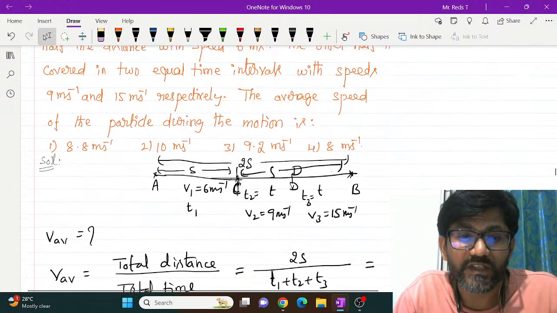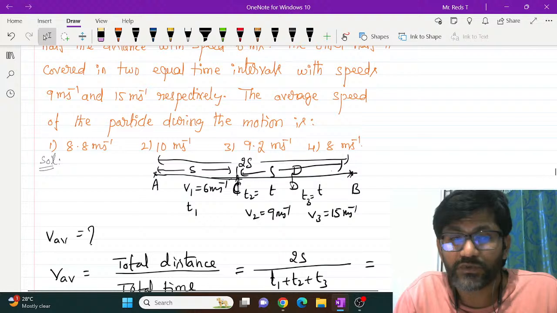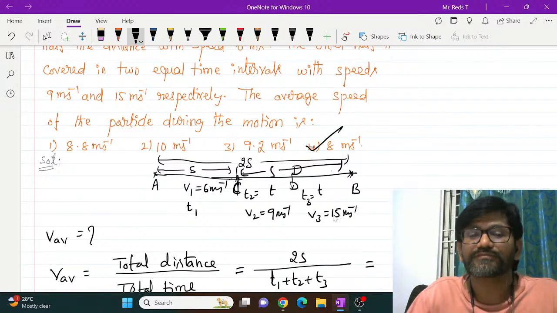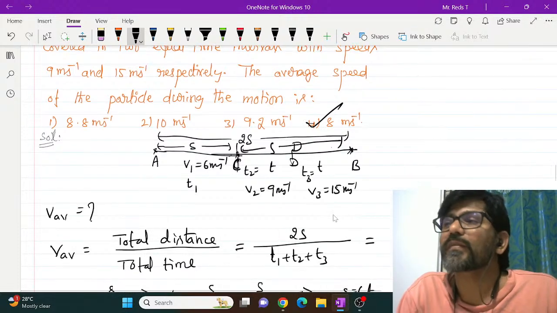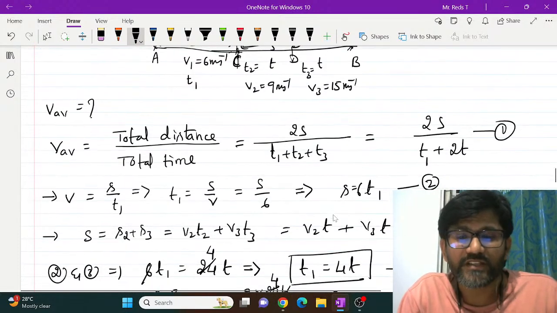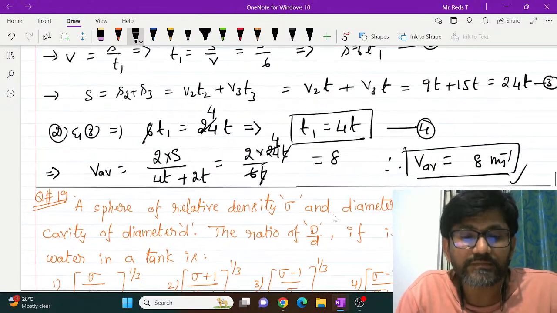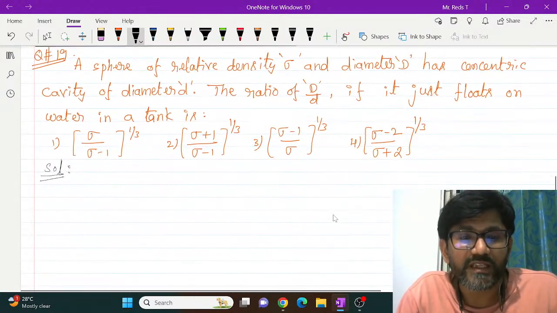So which option is the right one? 8, the fourth option. Yes, so the fourth option is the correct one. Next question. I hope it is clear for you guys. Let us see the next one.